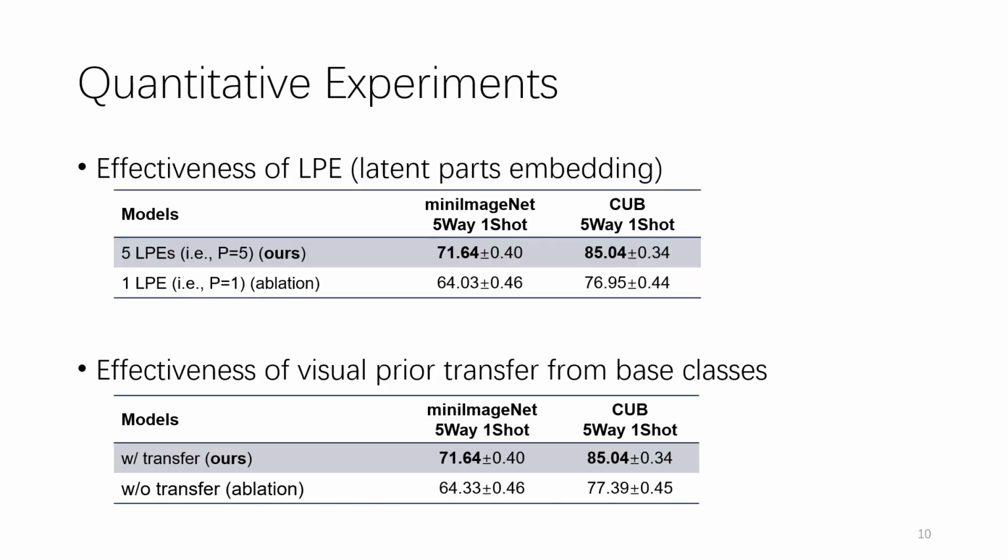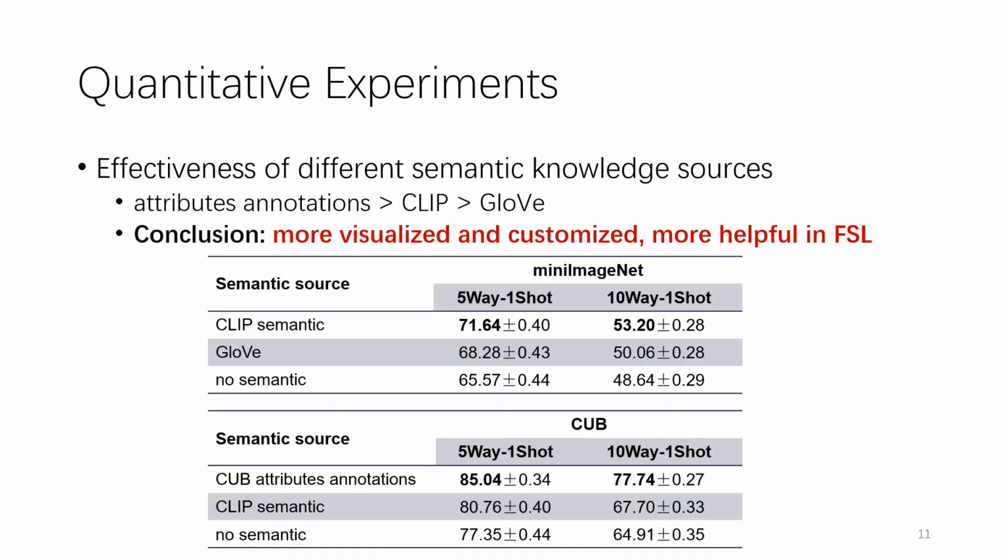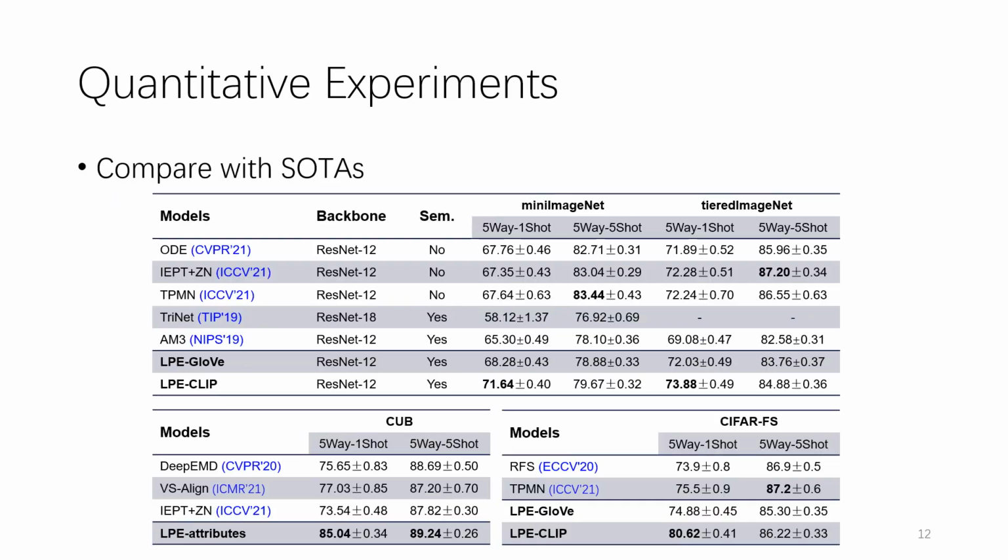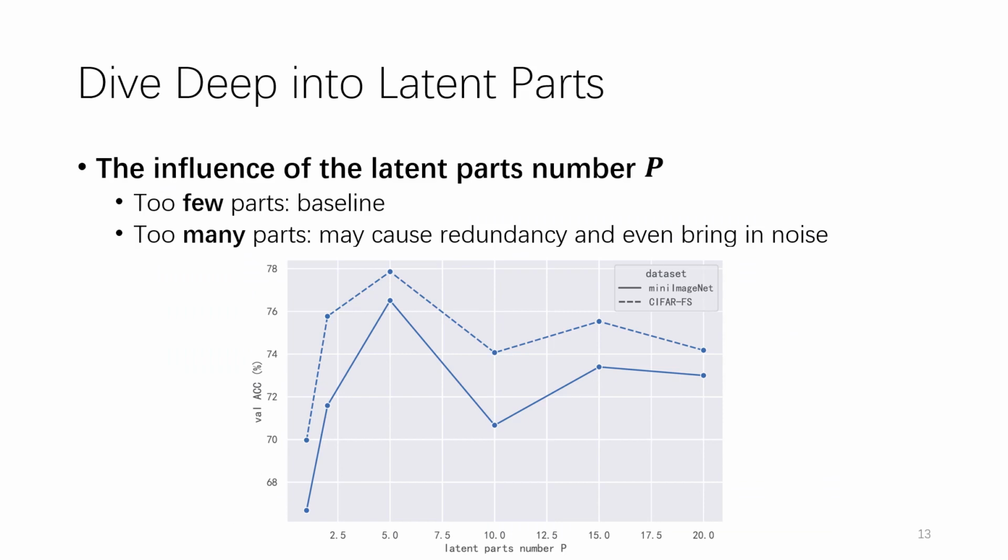By an ablation study, we can verify the effectiveness of latent part embedding and visual prior transfer from base classes. And we try different semantic knowledge sources and found out that the more visualized and customized, the more helpful in few-shot learning. And our method can get competitive results on different benchmarks. Here we determine what latent part number p is the best on the validation set.